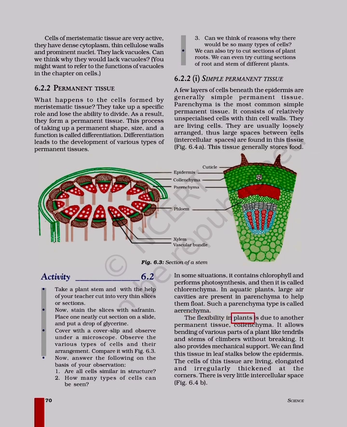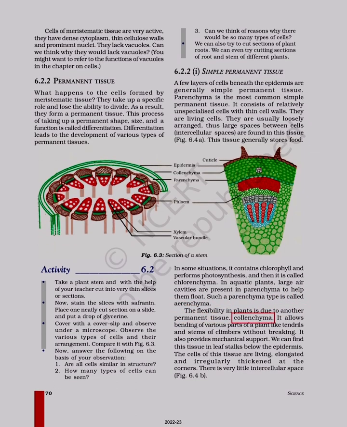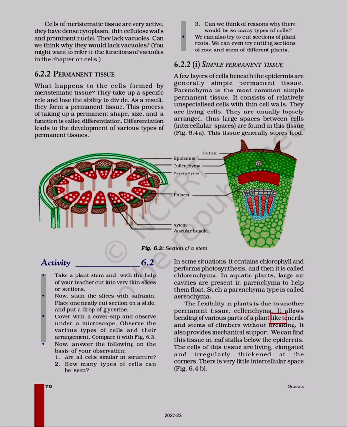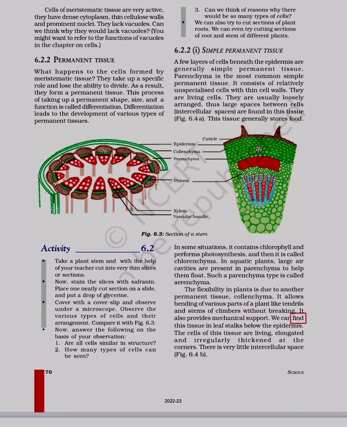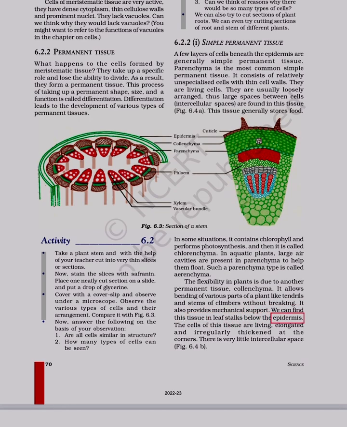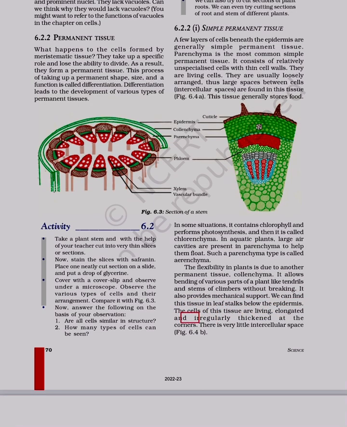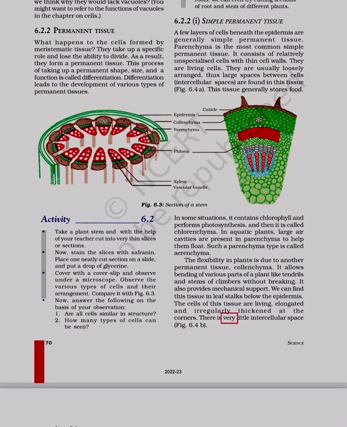The flexibility in plants is due to another permanent tissue, collenchyma. It allows bending of various parts of a plant like tendrils and stems of climbers without breaking. It also provides mechanical support. We can find this tissue in leaf stalks below the epidermis. The cells of this tissue are living, elongated and irregularly thickened at the corners. There is very little intercellular space.